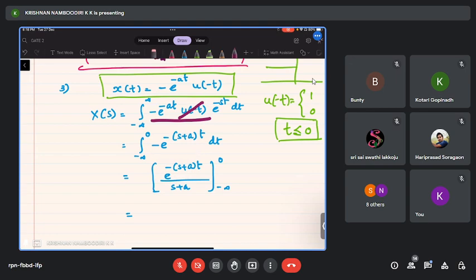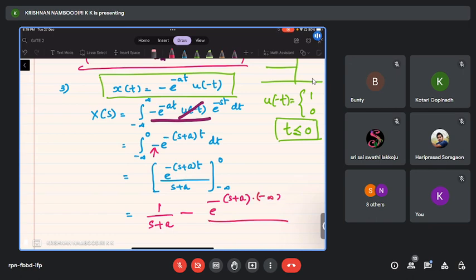Correct? Now what is the integral of this? This is nothing but e power minus of s plus a into t divided by minus of s plus a. That minus will be cancelled with this minus. So this is simply e power minus of s plus a into t divided by s plus a, with the limit from minus infinity to 0. Now if I substitute 0, it will be 1 by s plus a, minus e power minus of s plus a into minus infinity, correct?